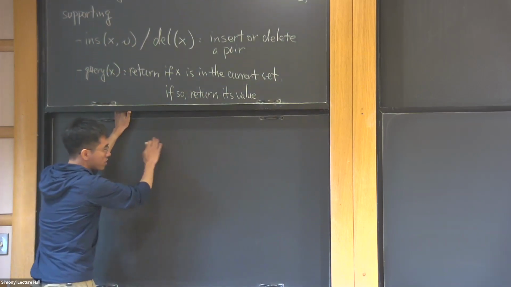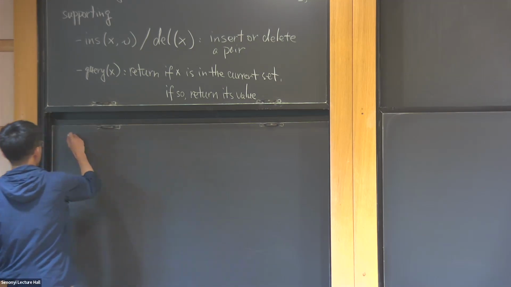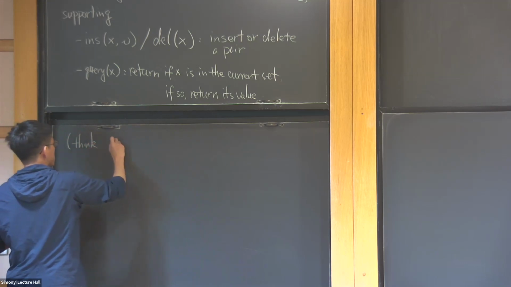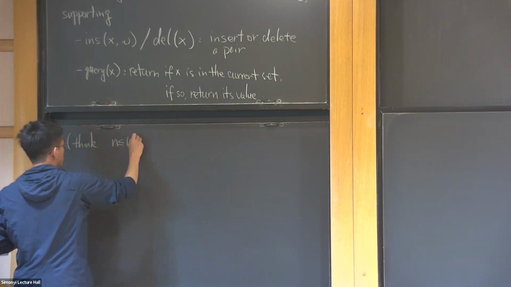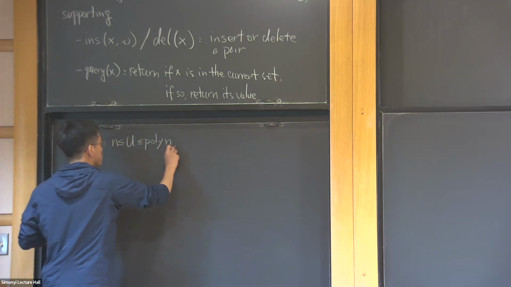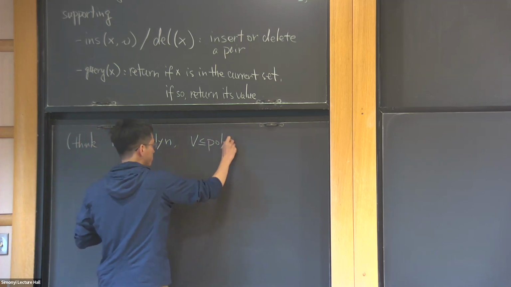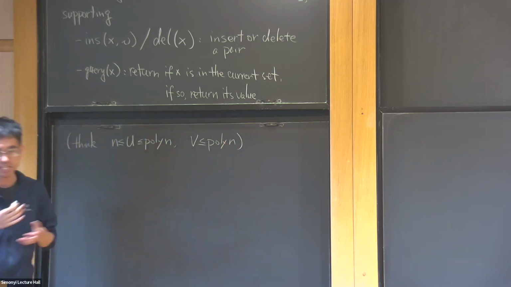And for this talk, we should think the main parameter is the number of key-value pairs, as the key universe size and value universe size are polynomially bounded. So let's think that the key space is at least n because we need n distinct keys, but it's also bounded by poly(n). And the value space is also bounded by poly(n).